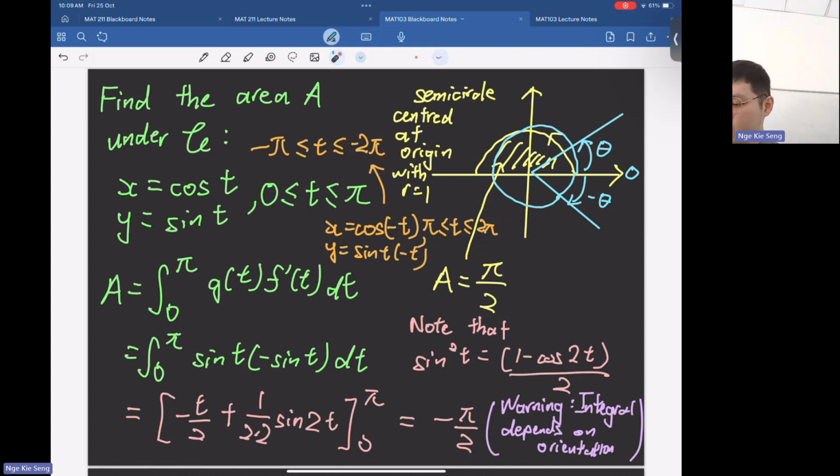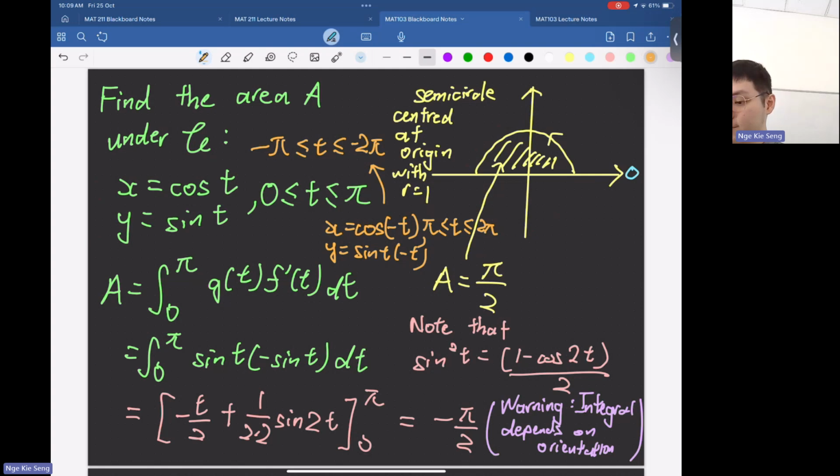What does this mean? Imagine you have pi to 2 pi of cos t and sin t. What's the original curve here? It should be the lower semicircle. But if you introduce a negative to the x and y variables, this lower semicircle will get reflected out. So this is one way to solve it. Actually, the other way to solve it is easier. So let's get rid of this.